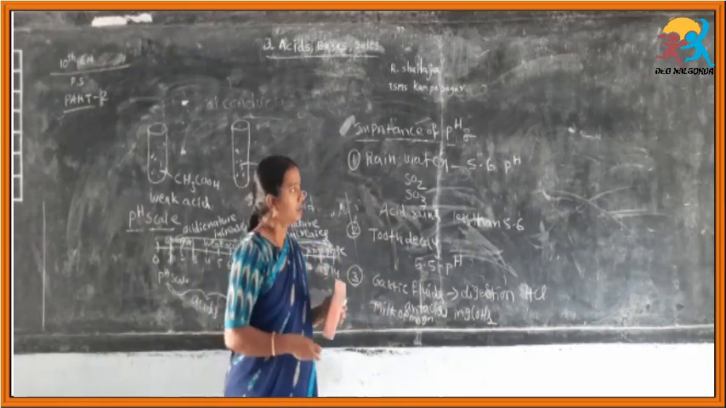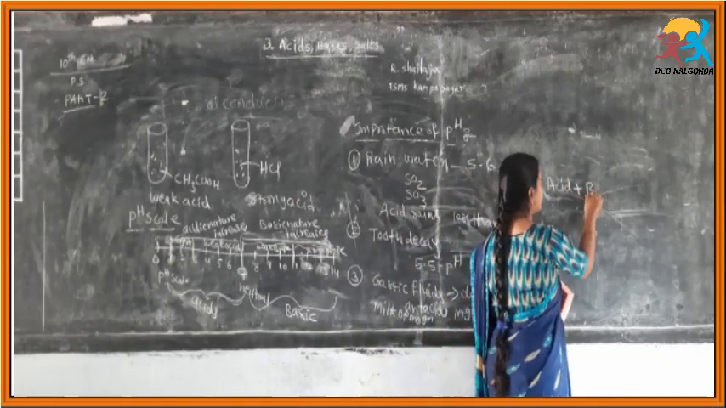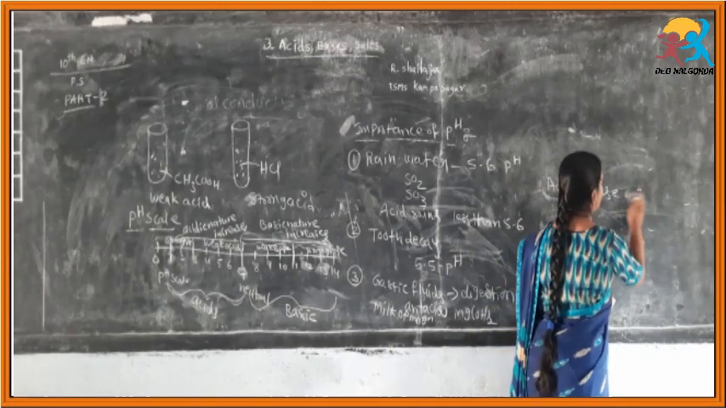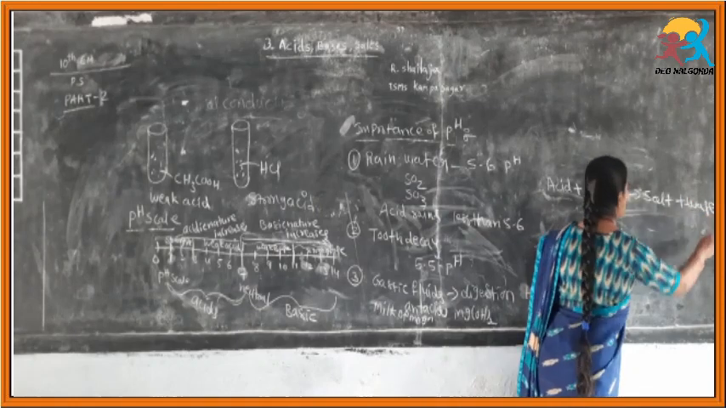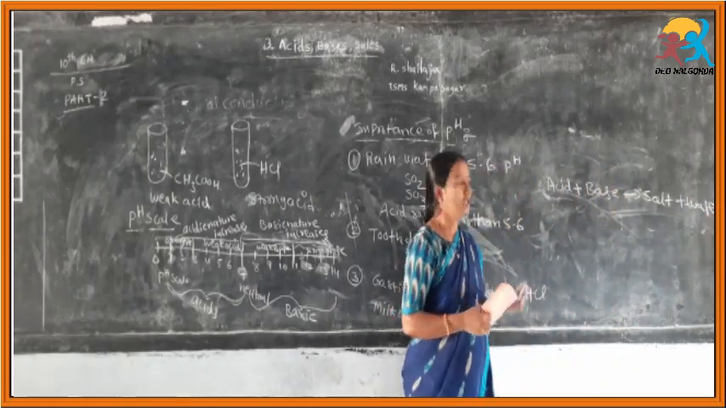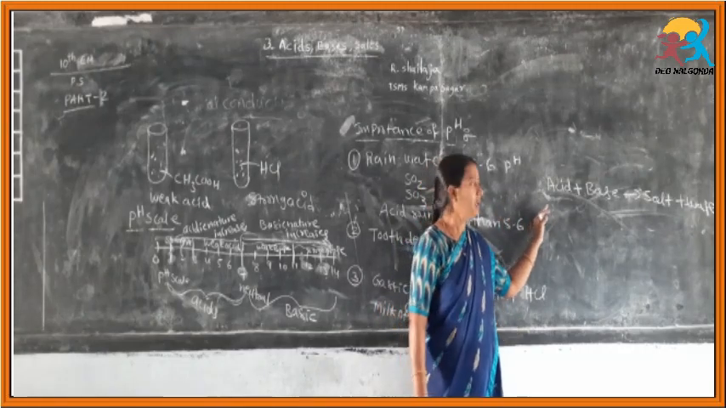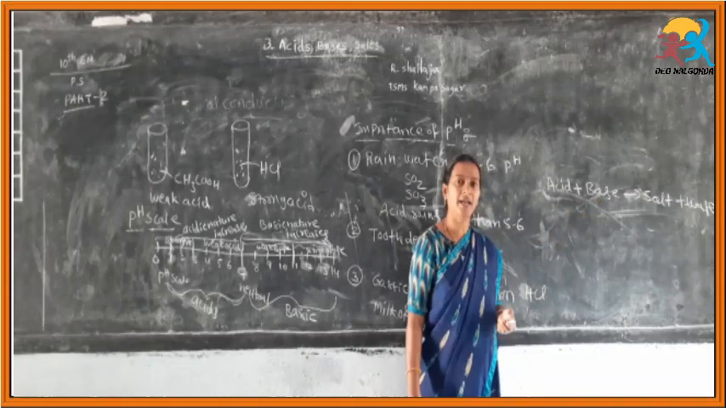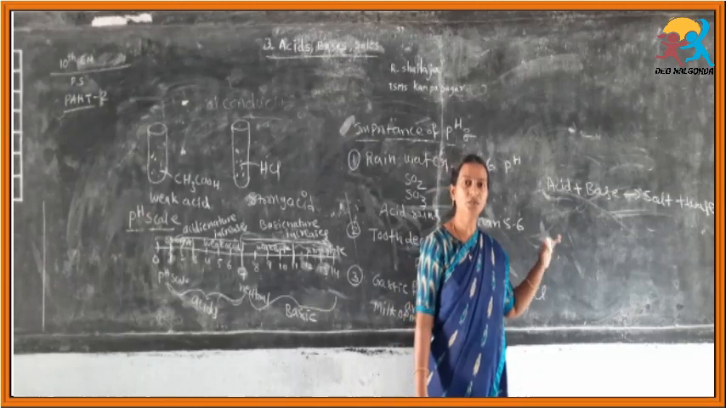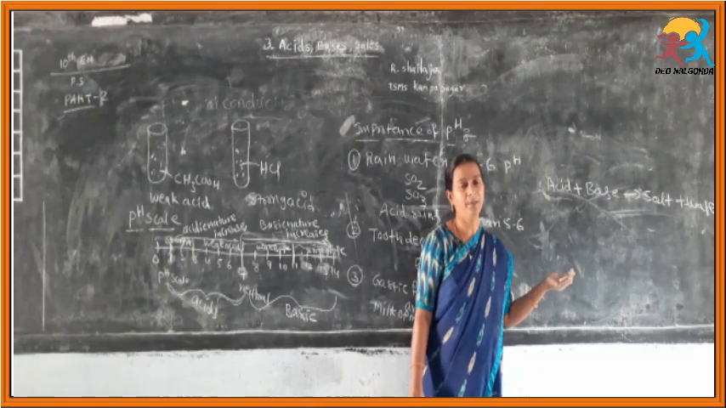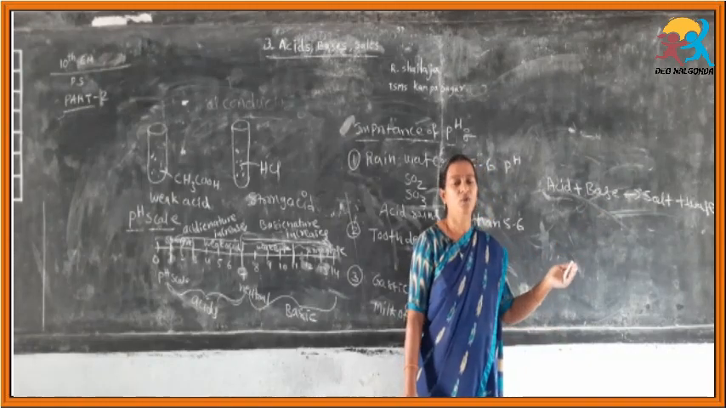Suppose, for example, the mixing of acid and base gives salt and water. What is this reaction? Neutralization reaction. In the last class I said acid reacts with base to give salt and water. Acids are of two types, strong acid and weak acid. Bases are also of two types, strong base and weak base. When these substances react together, what types of salts are formed?